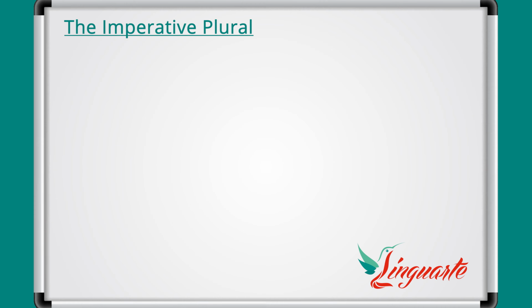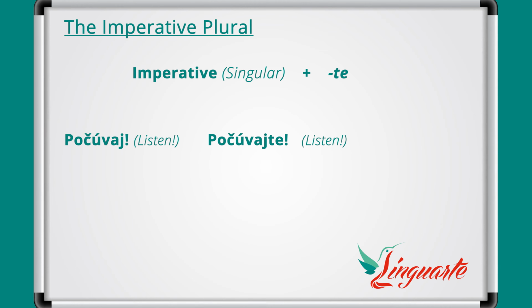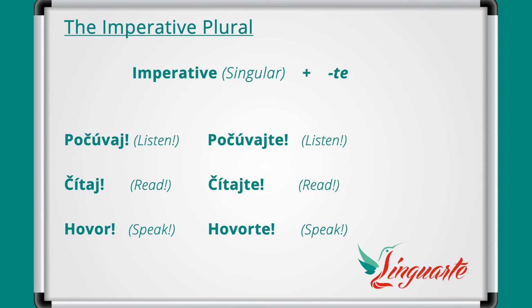The forms in imperative plural are formed using the particle te added to the singular imperative. In this case, we say počúvaj, imperative singular, počúvajte, imperative plural, čítaj, imperative singular, čítajte, imperative plural, hovor, imperative singular, hovorte, imperative plural, var, imperative singular, varte, imperative plural.